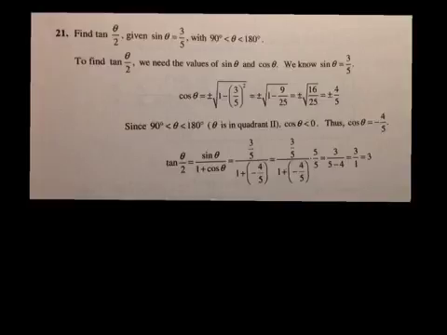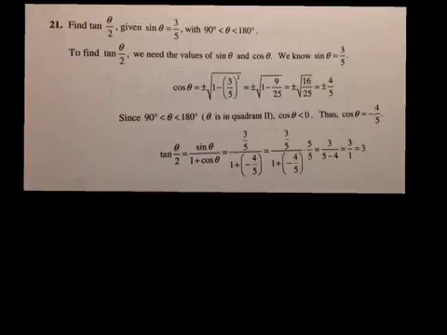So what we're looking for here is the tangent of theta over 2, given that the sine of theta is 3/5, and we are in the second quadrant, 90 degrees to 180 degrees. So that tells you where theta is. So you're looking for tangent. And if you remember, we have to know cosine and sine, because we're given sine right here, 3/5. And tangent is sine over cosine.